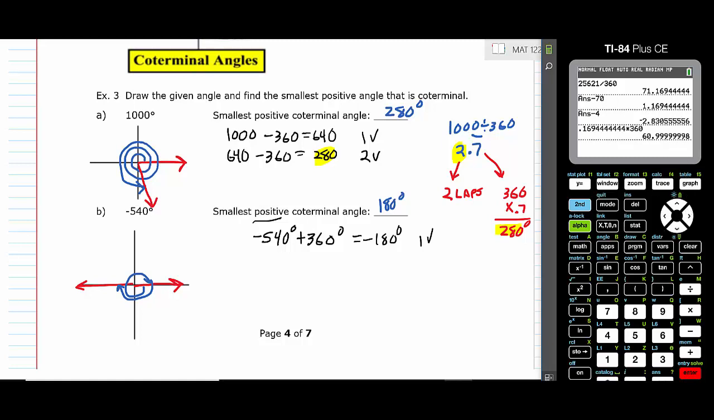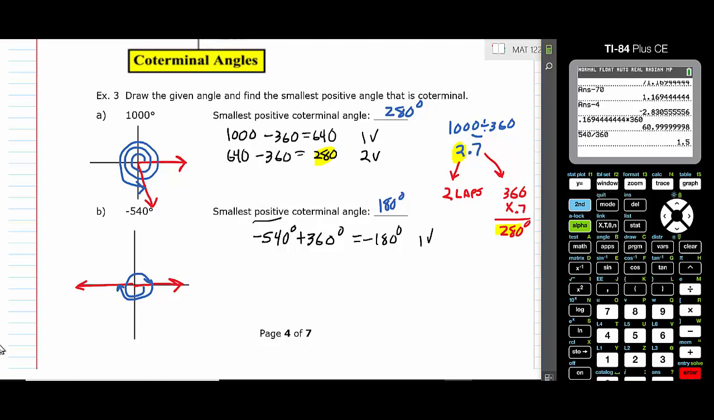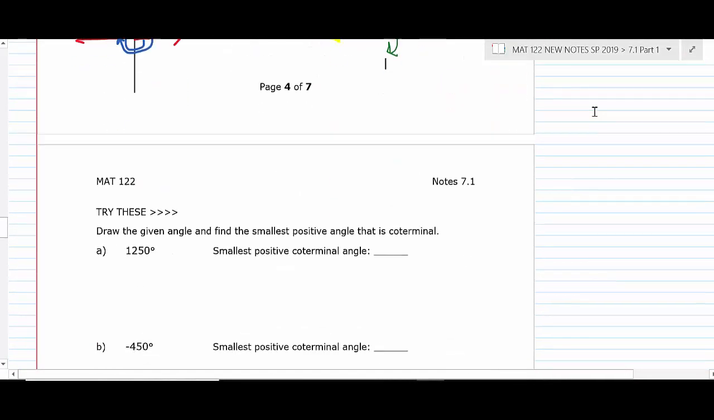Okay, that's the idea. You can do the negative one the same way. You can go 540, you don't have to worry about the negative, divide by 360. What that does is it gives this. That's 1 lap and half a lap. Now, don't worry about the negative because that just tells you that you're going clockwise. That's all that says. Okay. All right. Let's move on.